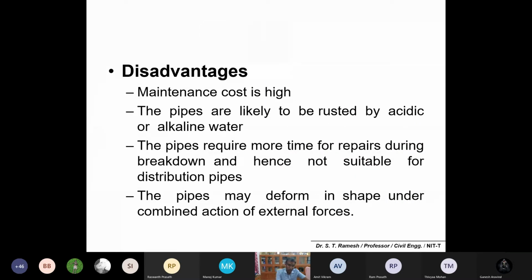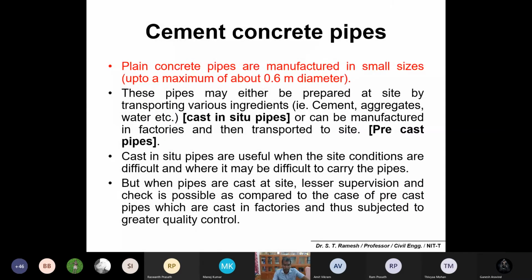Some of the drawbacks here: maintenance cost is very high. Again, there could be a possibility of corrosion or rusting in acidic and alkaline environments. The pipes require more time for repairs during breakdown, so they are not suitable for bigger distribution networks, and the pipes may deform in shape under the combined action of external forces. Please make a note on this. If there is a shock load or an impact load, there could be deformations in shape. These are some of the drawbacks. Is it fine?